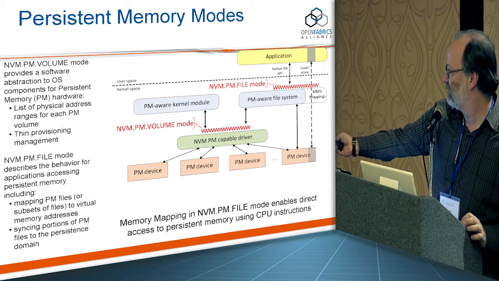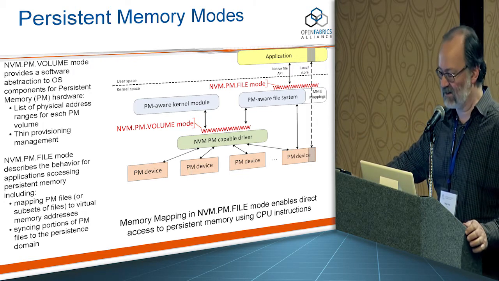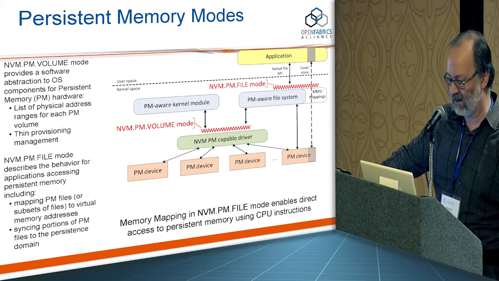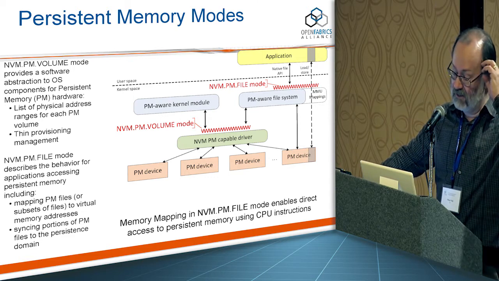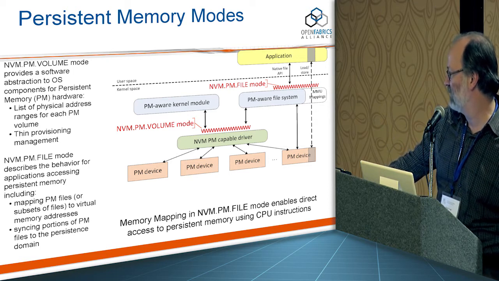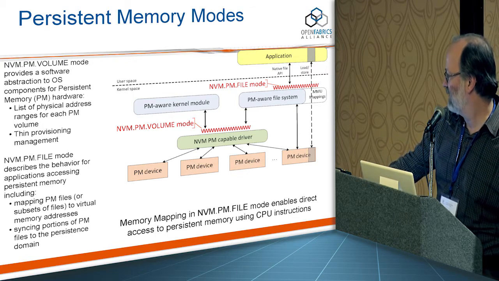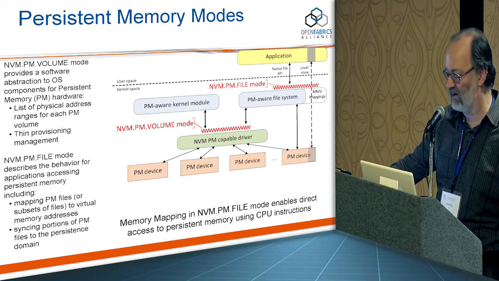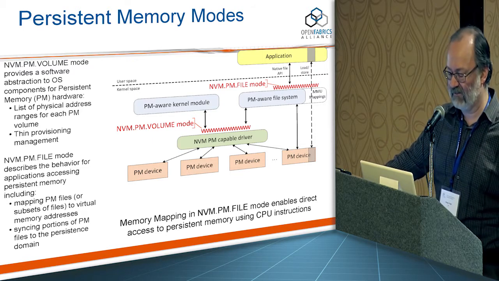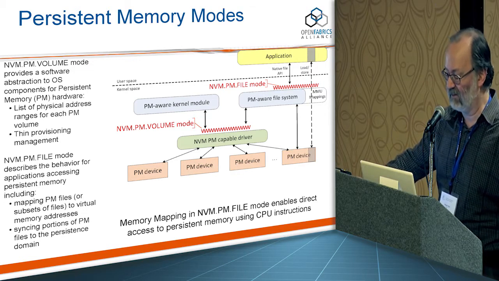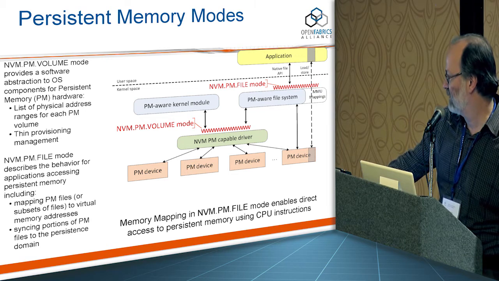the load store access. So once you open the file and memory map it, then you're really talking directly to the persistent memory. The volume mode is present to expose ranges of memory that represent the equivalent of a volume to kernel modules. And some of those could be the file system itself or other types of modules that want to consume persistent memory in a more raw form. So you end up with a list of physical address ranges that represent a volume. And then if there is thin provisioning implemented, then that's also part of the interface here.